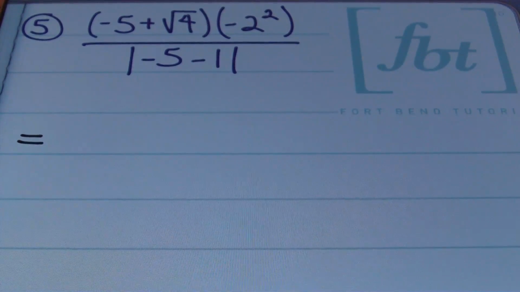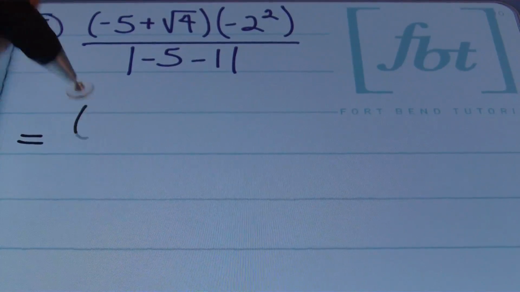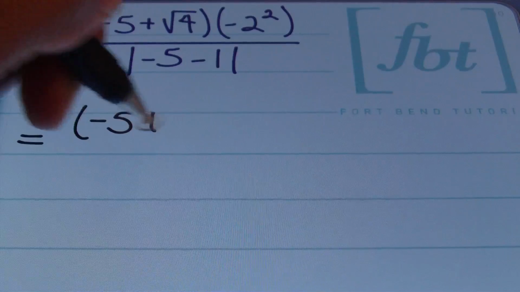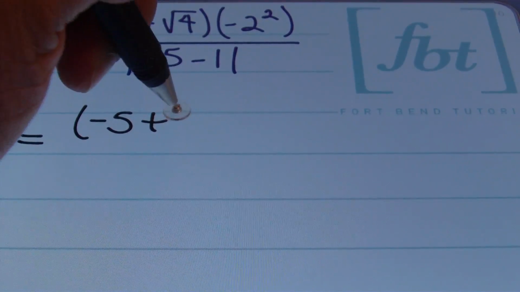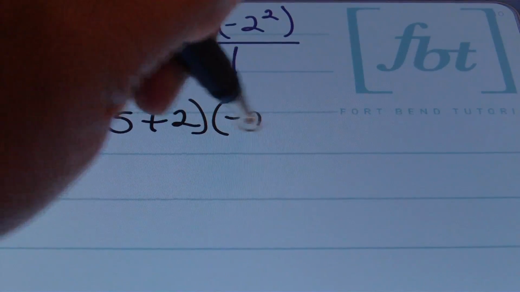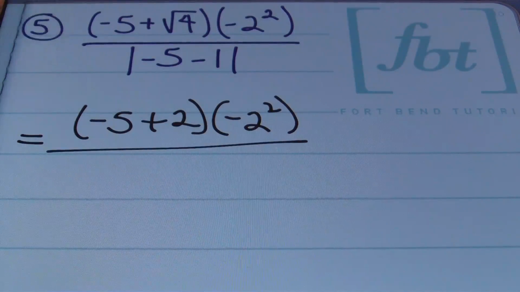We look at our first grouping symbol, those set of parentheses there, and out of the addition and taking the square root, the square root goes first. Because remember, once you enter into a grouping symbol, the next thing you look for is another grouping symbol, and in this case, it's the radical sign. So that means I'll have -5 plus the square root of 4 is 2 times the opposite of 2 squared. In the denominator, we'll find out the result of -5 minus 1.